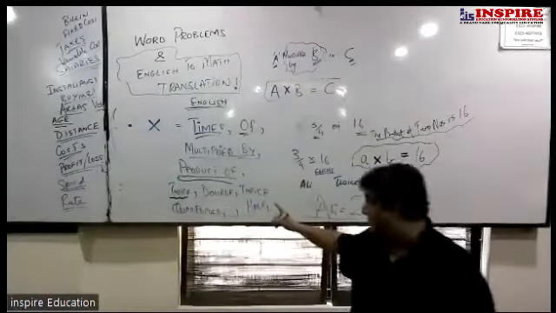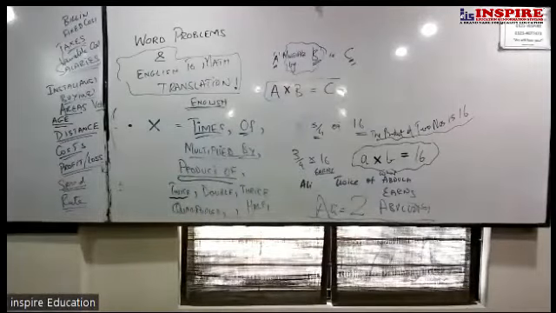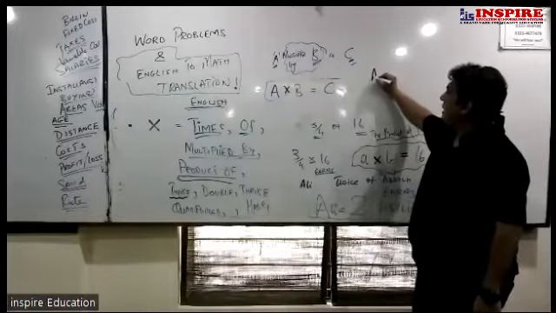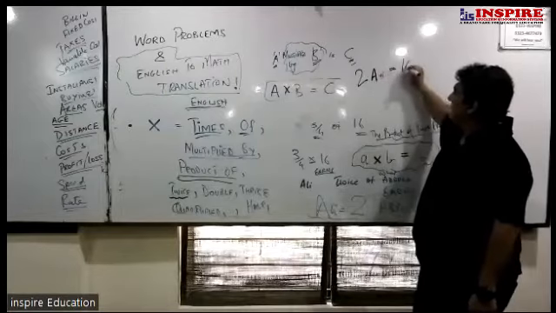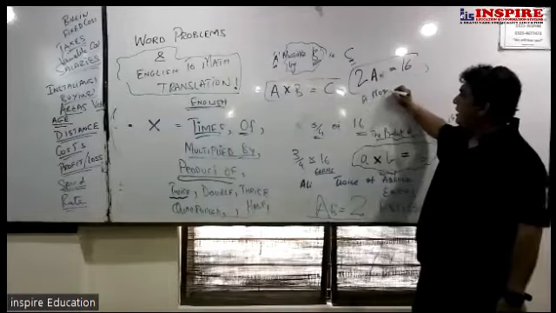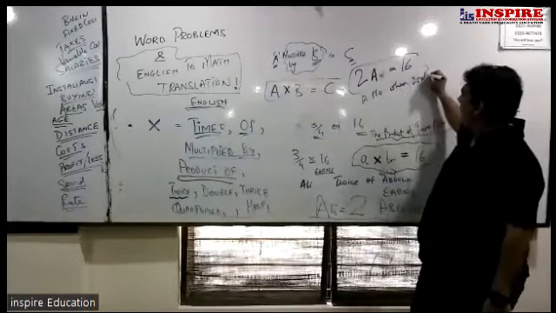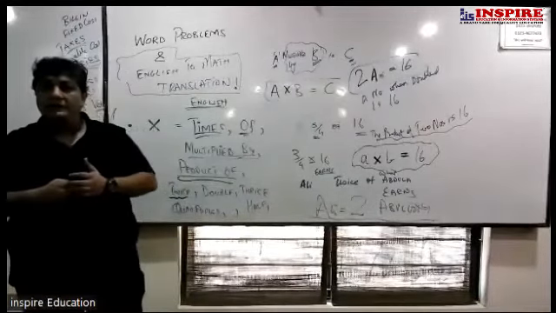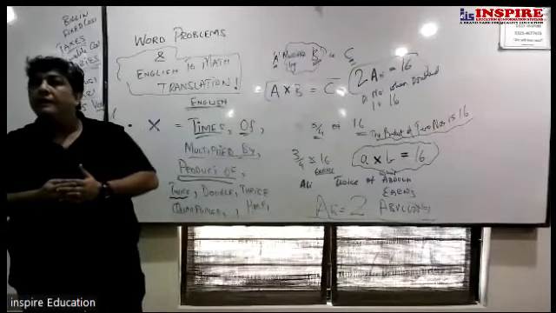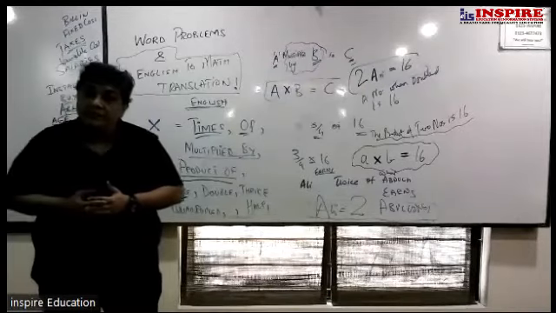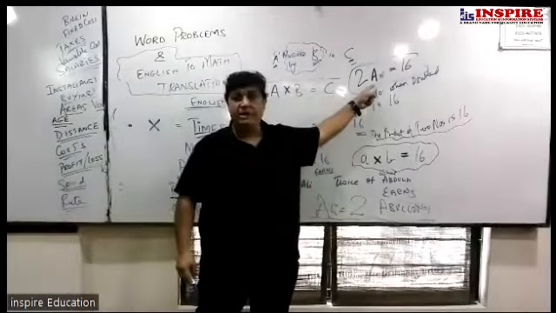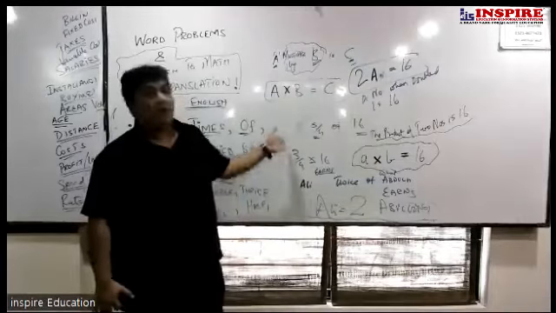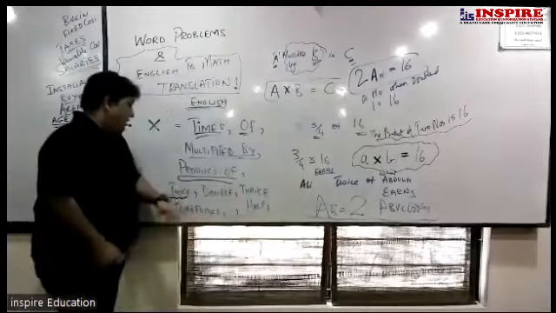Double. This is tricky. The word double is used differently. A number when doubled is 16. What is the number, Fatma? X, very good. A number, when doubled, is 16. What's the number? Please respond. Cool? So we use the word double.